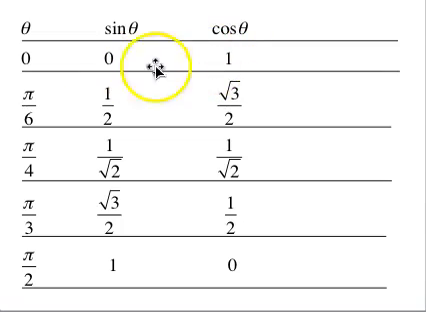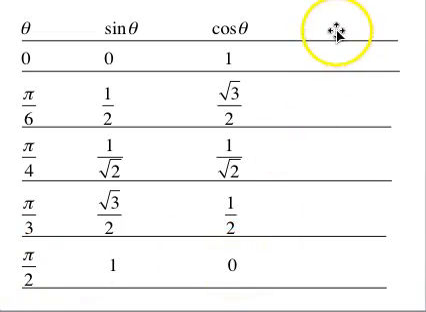Cosine of 0 is 1. Cosine of pi over 6 is the same as the sine of pi over 3, which is root 3 over 2. Cosine of pi over 4 is 1 over root 2. Cosine of pi over 3 is the same as the sine of pi over 6, which is 1/2. And cosine of pi over 2 is 0.